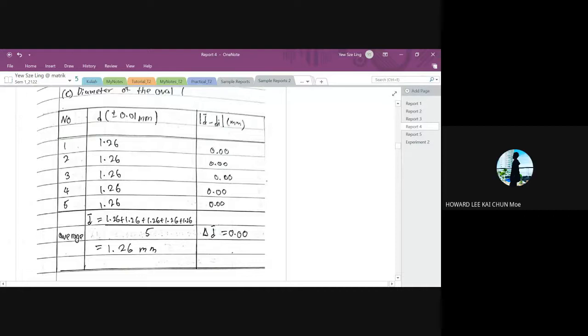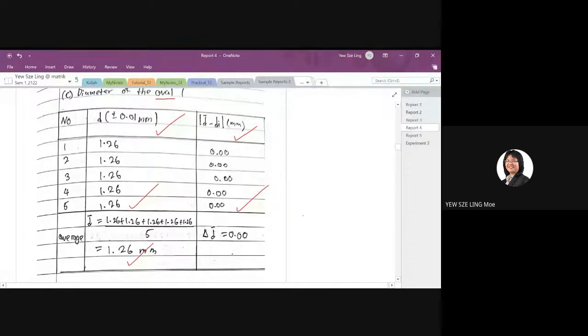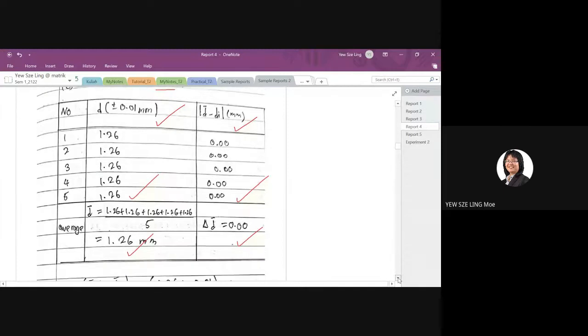Yes, correct. All right, good. So everything is correct. D comes with plus minus 0.01 mm. So measuring oval, oval means you're using a micrometer screw gauge. So D minus D_i in terms of mm, because it's just a calculated value. All 5 values are recorded in 2 decimal places, and the average value is also in 2 decimal places. So everything is in 2 decimal places.